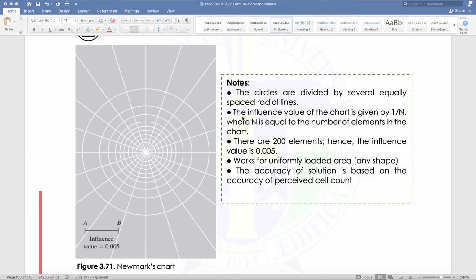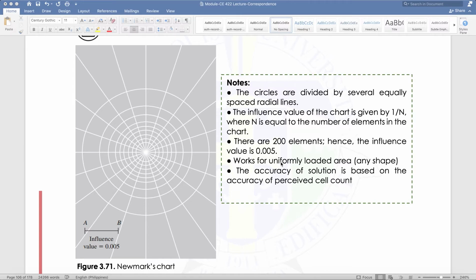Next, the influence value of the chart is given by 1 over n, where n is equivalent to the number of elements in the chart. So you have here 1 over n, 1 over n, 1 over n, and so on. And there are 200 elements, hence the influence value is 0.005.